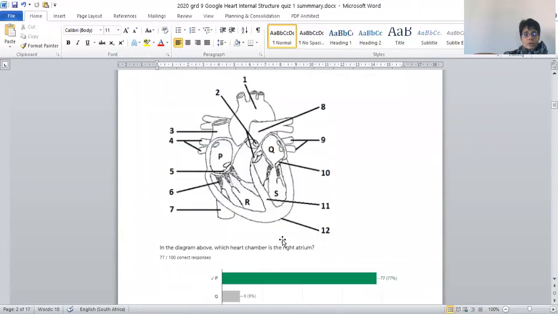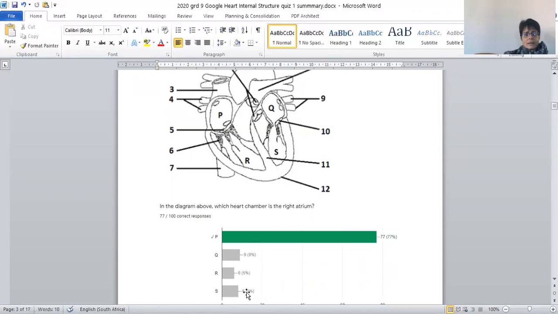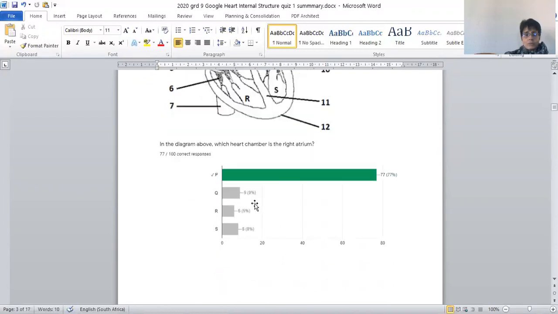Then at the bottom, next question. In the diagram above, which heart chamber is the right atrium? It's P. You should not be saying Q. That's the left side of the heart, but it's on the right of the page. It is P. The atrium is the top chamber. If you're saying R, people, that's a ventricle. If you're saying S, come on, guys, that's basic heart structure. That is the left ventricle.